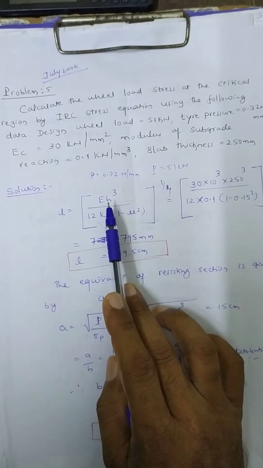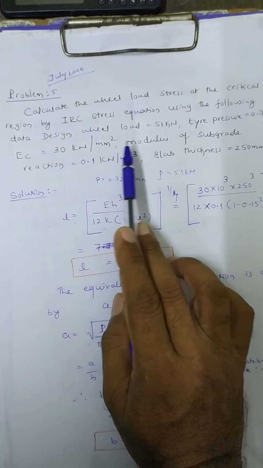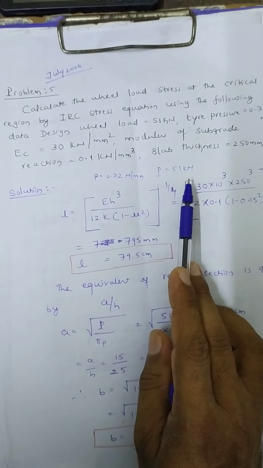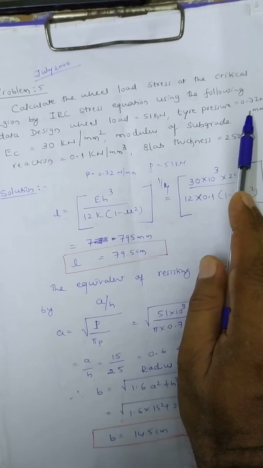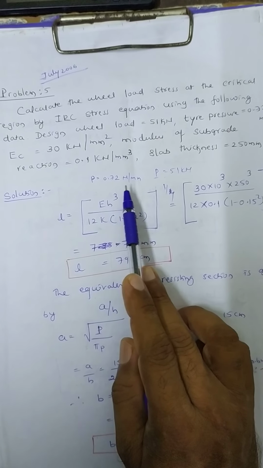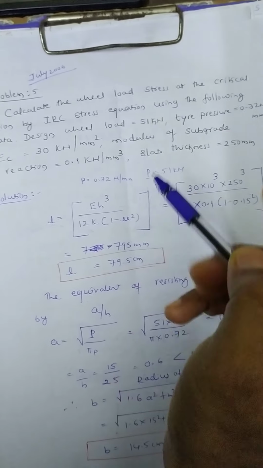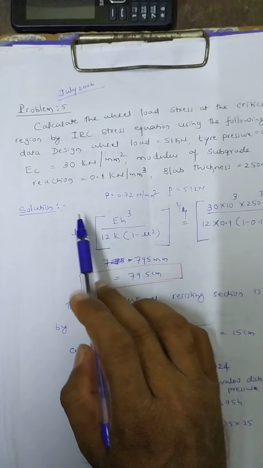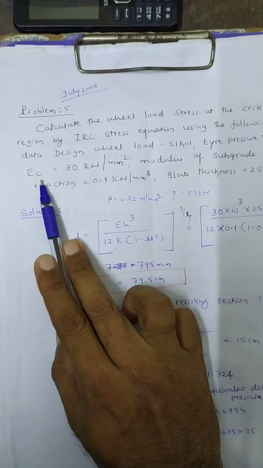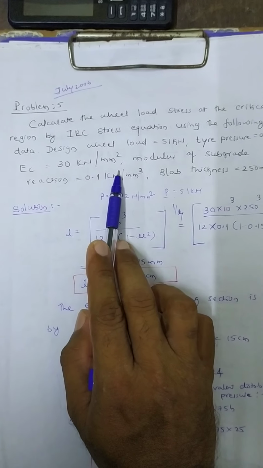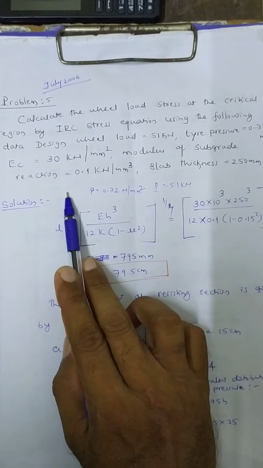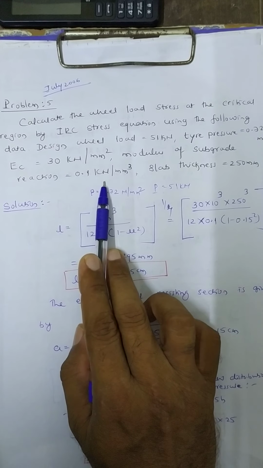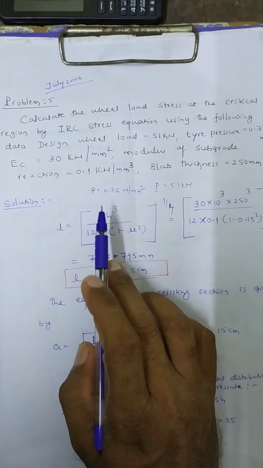Here the wheel load, that is capital P, is given as 51 kilonewton, tire pressure, small p, is 0.72 Newton per mm square, Young's modulus of concrete is given as 30 kilonewton per mm square, and modulus of subgrade reaction is 0.1 kilonewton per mm cube, that is the K value.